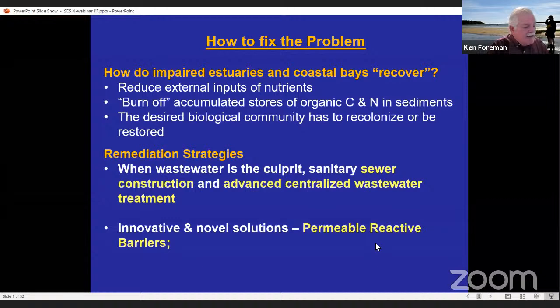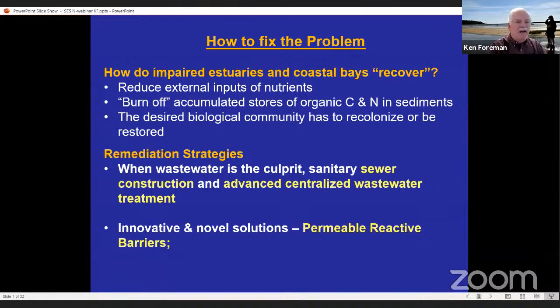So I like to say that in the SES program, we study global problems in a local context. And you've heard so far from Jim and Javier about the global change in the nitrogen cycle and its widespread effects, both bad and good. And I want to try to address how to fix the problem of coastal nutrient pollution. Specifically, how do impaired estuaries and coastal bays recover?